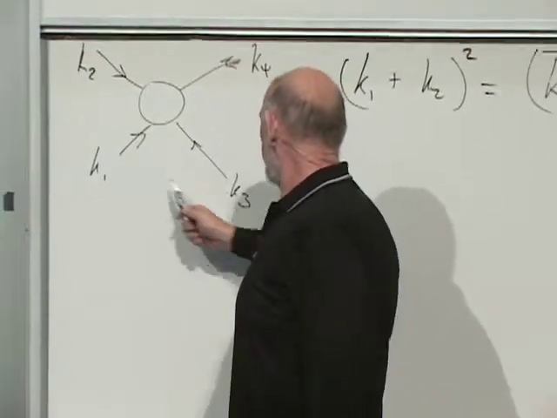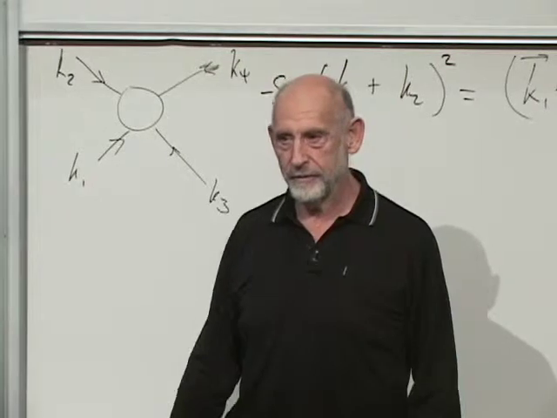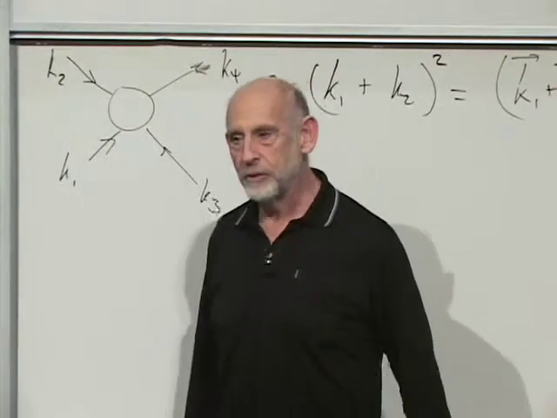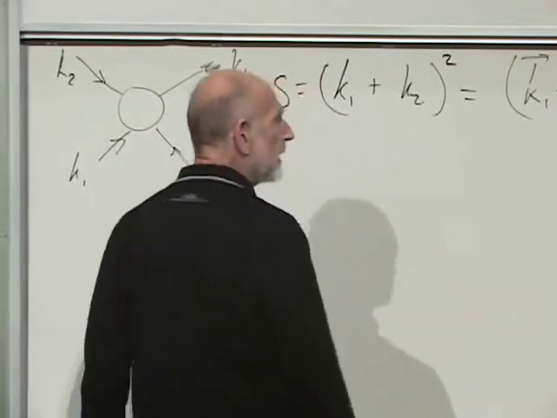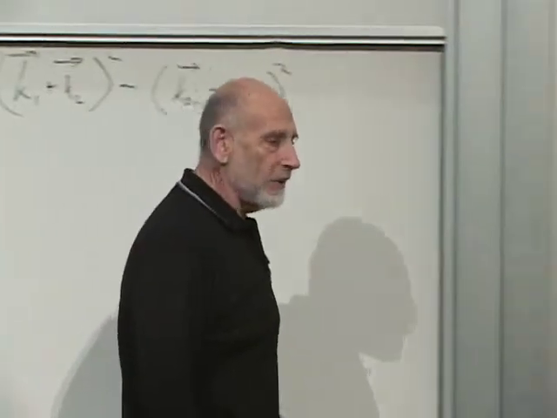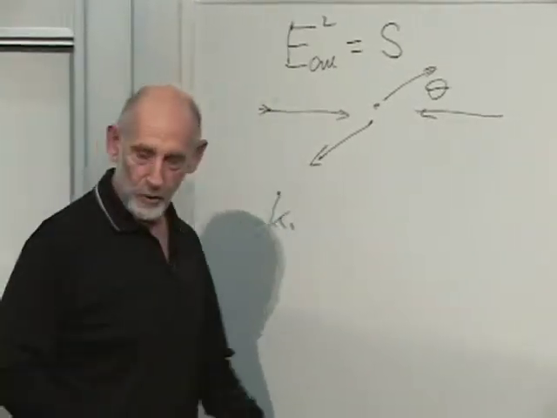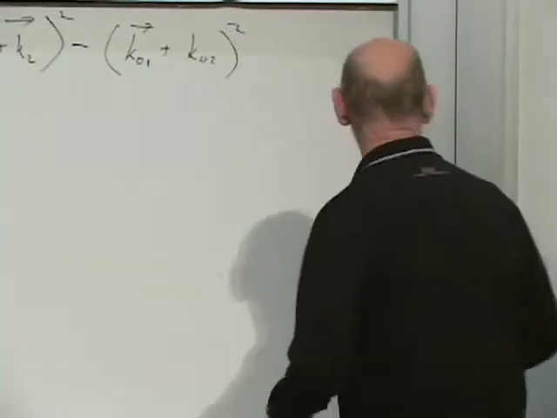What about (K1 plus K3) squared? That could be something new. So let's see what it is. Let's see if we can figure out what (K1 plus K3) squared is by working in the center of mass frame.